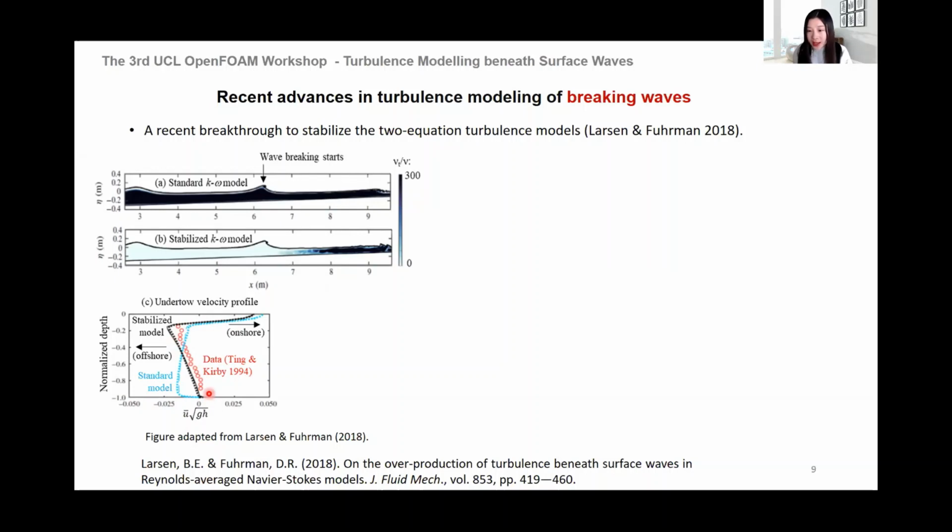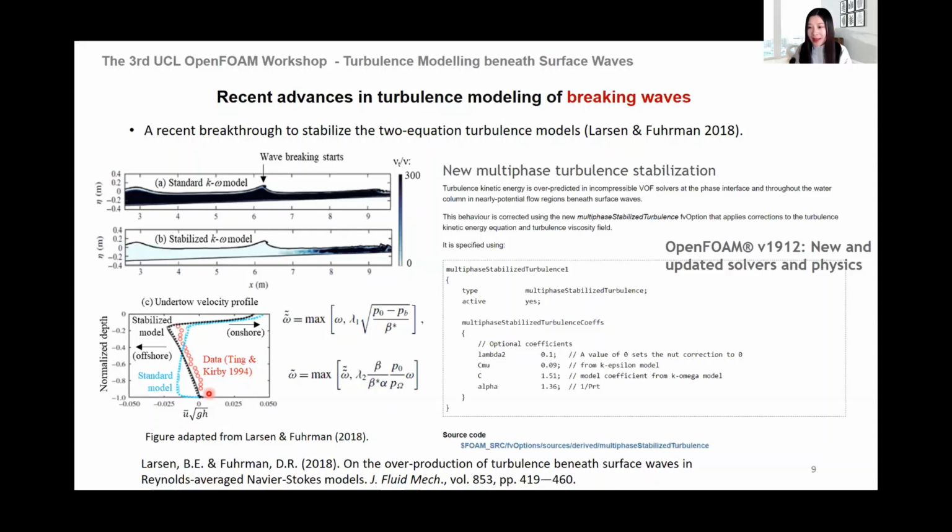This breakthrough has also brought attention to the coastal engineering and OpenFOAM community. The recent OpenFOAM version v1912 was released last year with a stabilization feature for two equation RANS turbulence models, especially for simulating waves and other related multi-phase problems. Here it is specified as multi-phase stabilized turbulence. You can use this feature and define it in the fvOptions file in the constant folder.